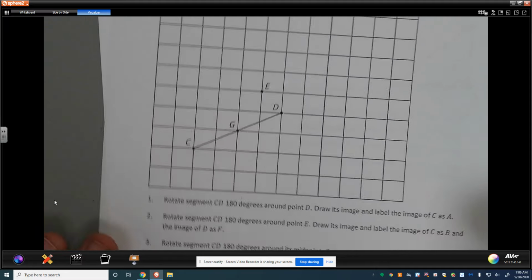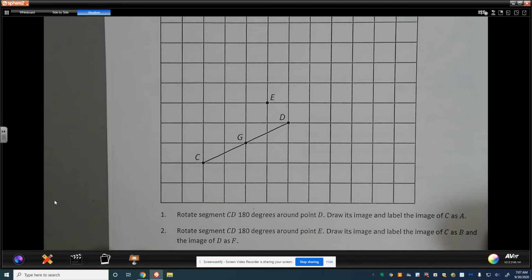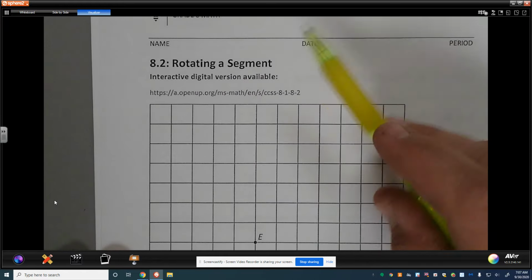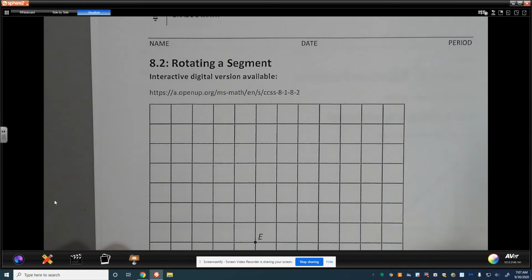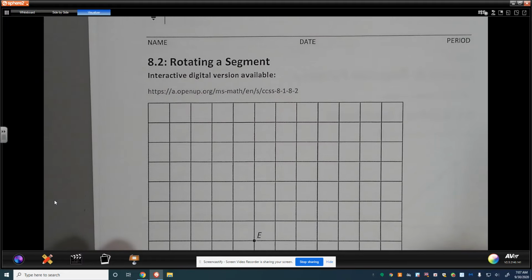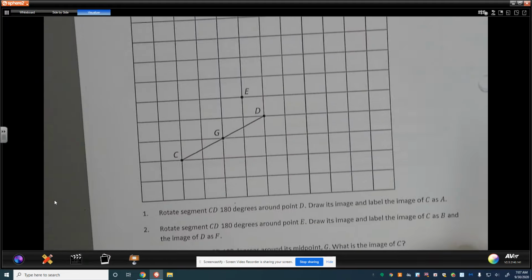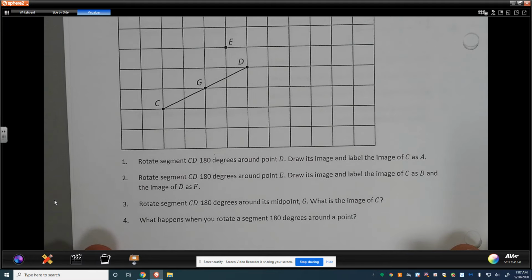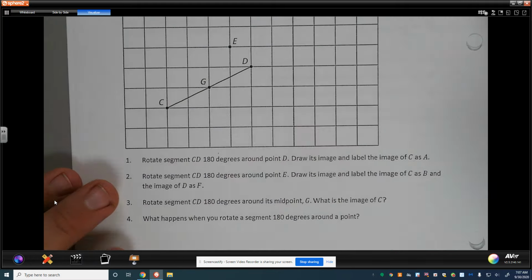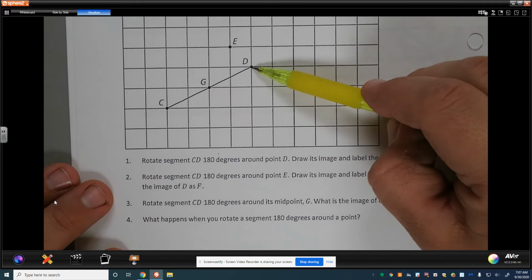The next piece we look at is what happens when we rotate a line segment. In this case, if you want the interactive, here's the website you can go to at the top of your page. Just type that into your URL and you can go on there and play with it as a digital version. The idea that we're going to look at here is we're going to rotate segment CD 180 degrees around point D. So here's our center of rotation.